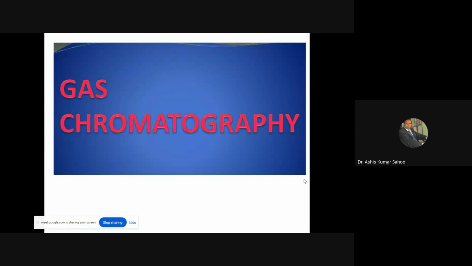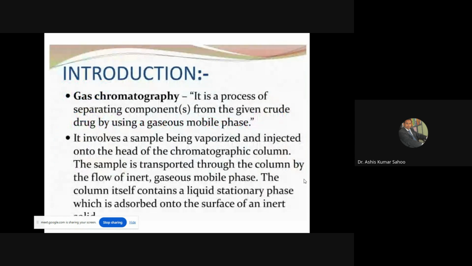This is one of the techniques of separation of mixtures in chromatography. So gas chromatography is a process of separating components from the given crude drug by using a gaseous mobile phase. It involves a sample being vaporized and injected on the head of the chromatography column. The sample is transported through a column by flow of gases. So here an inert gas will be taken as the mobile phase.